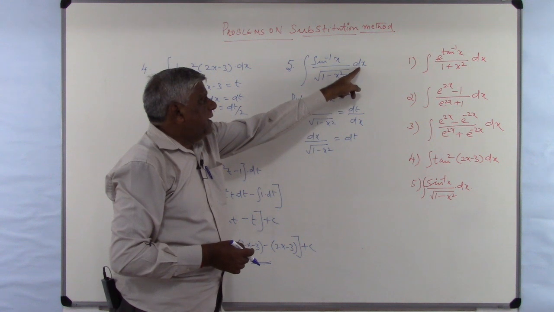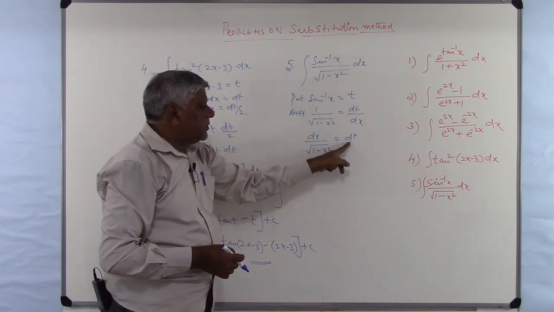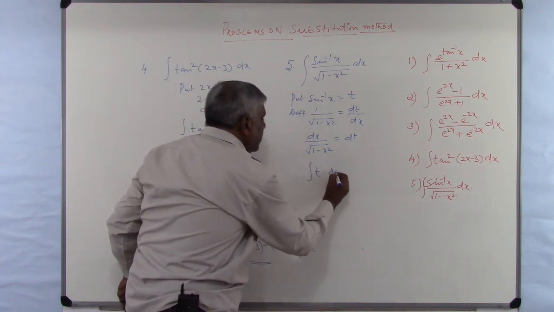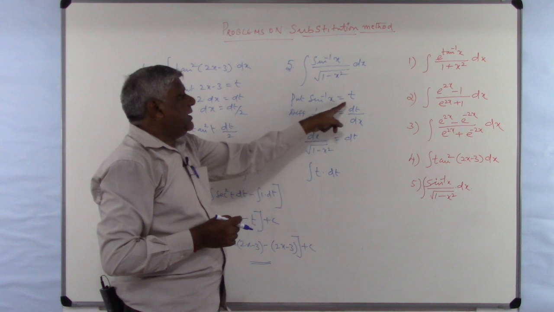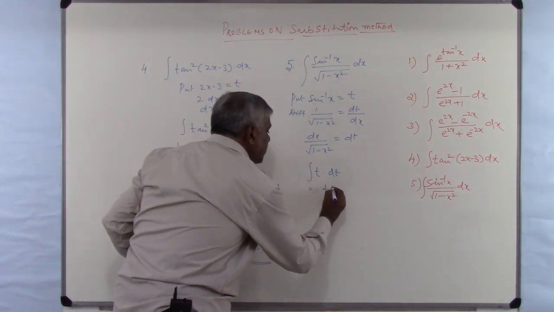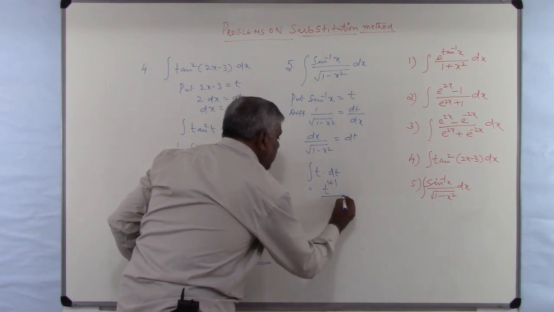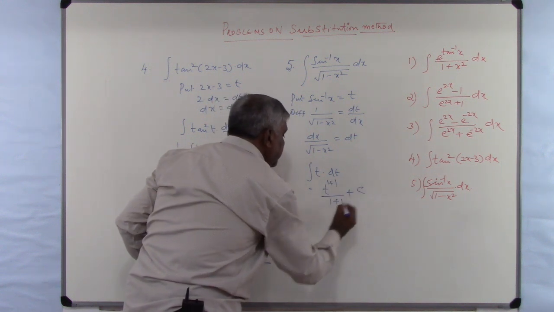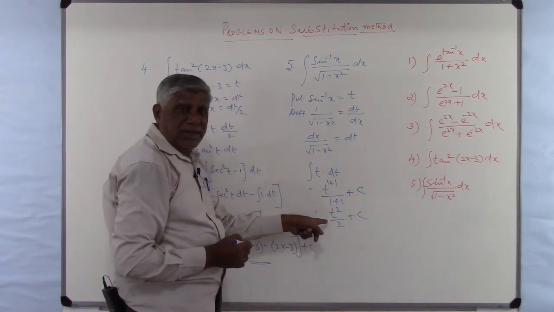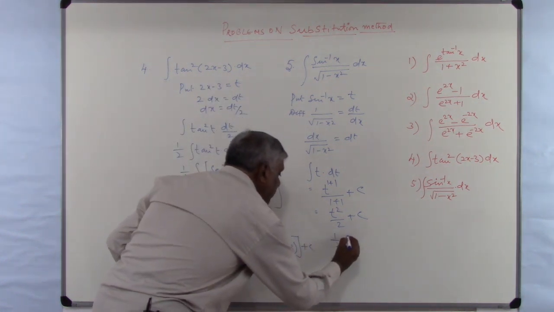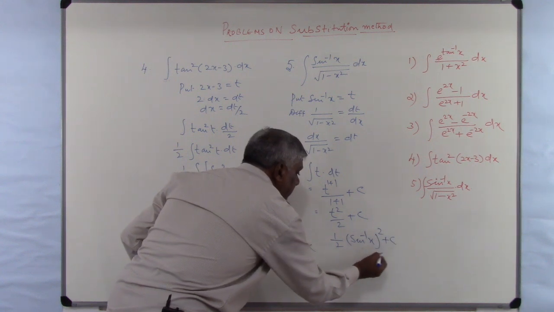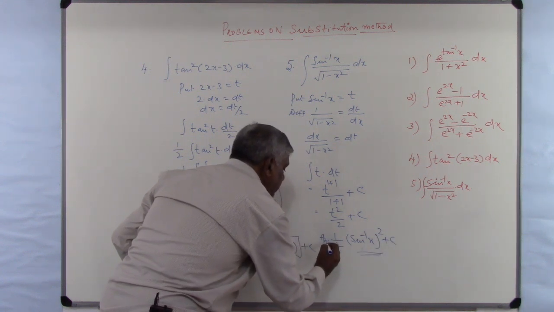As such, integration of dx by root of 1 minus x square is equal to what? It is dt. Therefore, integral t dt. Because sin inverse x is t, this is t dt, which is equal to t raised to 1 plus 1 divided by 1 plus 1, plus c, or t square by 2 plus c, or half of sin inverse x whole square plus c. This is the answer for this.